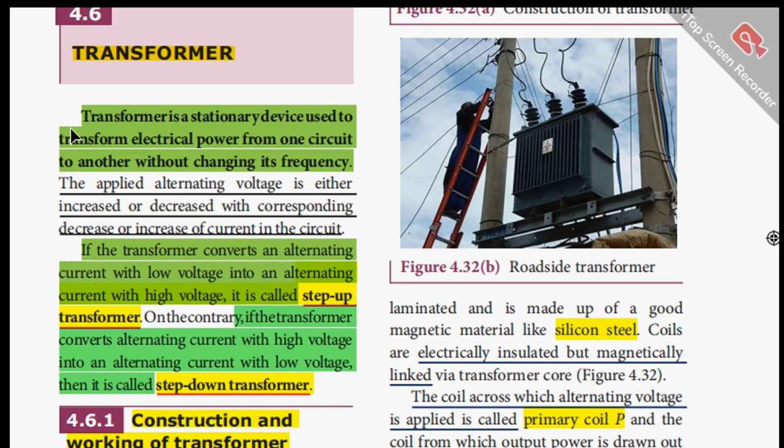What is a transformer? A transformer is a stationary device used to transform electrical power from one circuit to another without changing its frequency. What happens in a transformer? The applied alternating voltage is either increased or decreased, with a corresponding decrease or increase of current in the circuit.